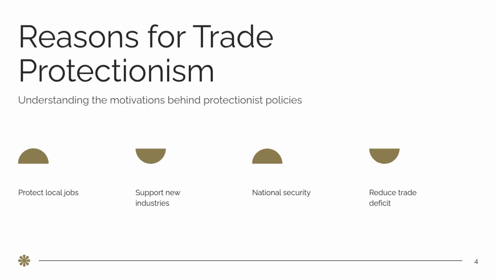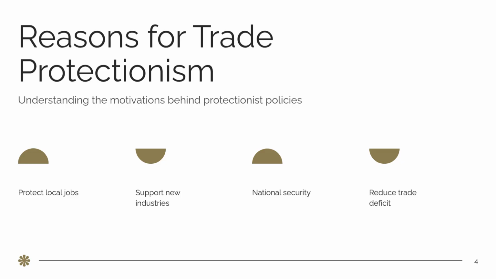National security is also very important. For example, maintaining domestic food production or energy supplies, reducing reliance on other countries. If we rely on other countries for most of our food, that's not a good thing. And finally, we also want to reduce a trade deficit, where imports exceed exports. By limiting imports, the UK can try to reduce the gap between what it buys and sells internationally.